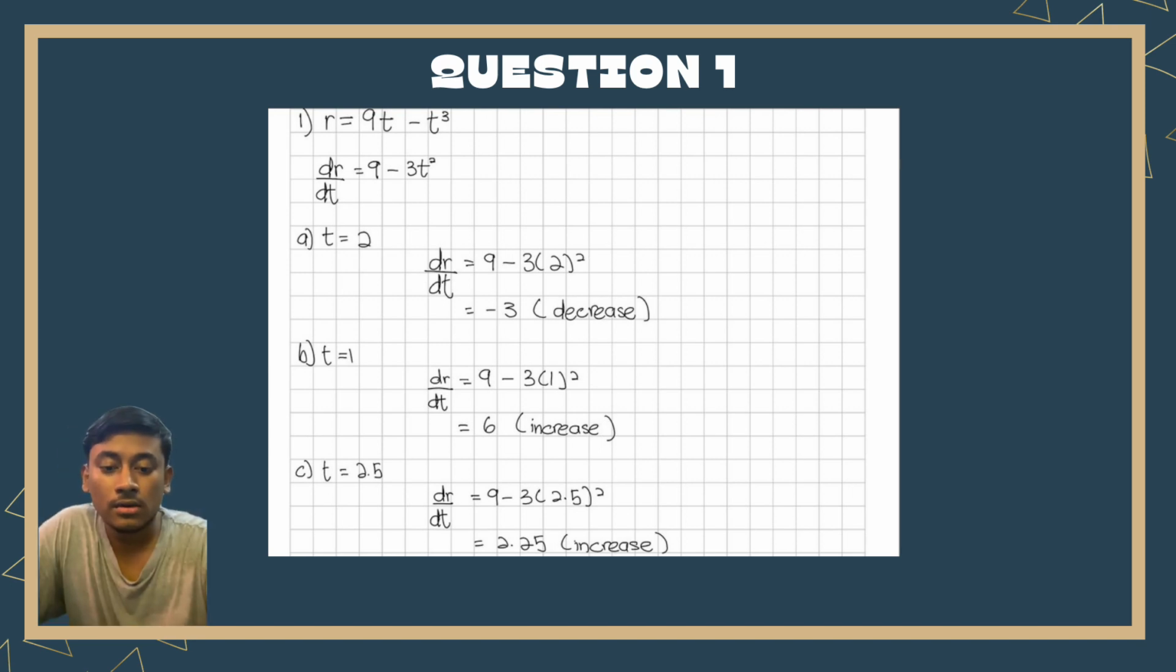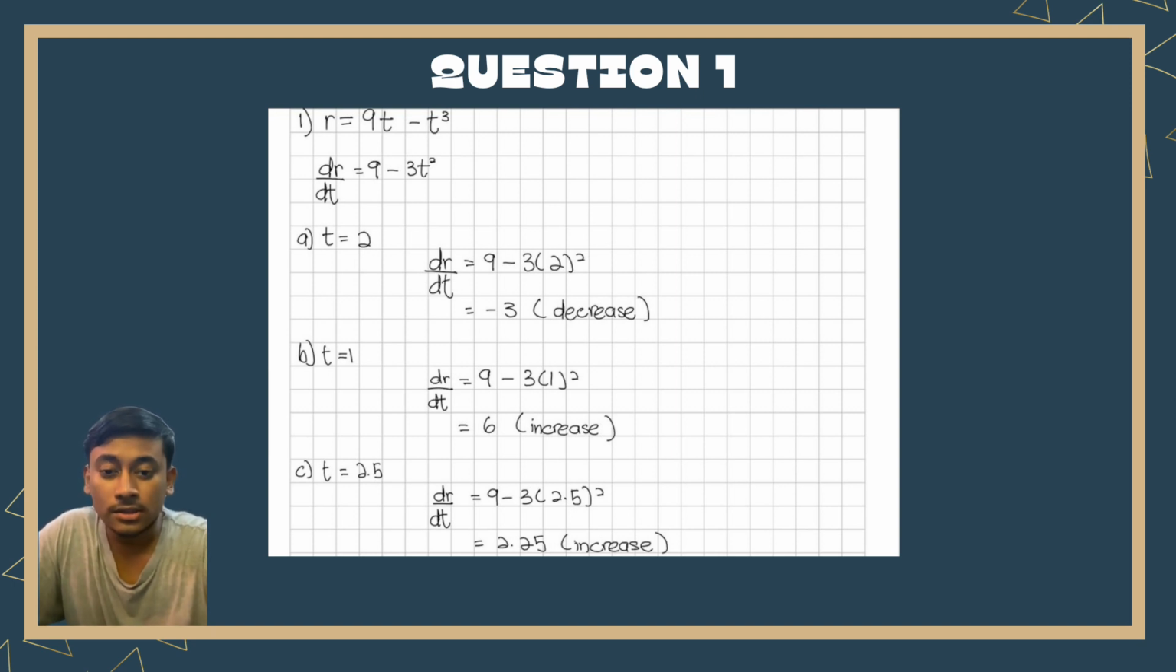We want to present our group project, which is a calculation of differentiation, integration, and vectors. Question 1: given r equals 90 minus t cubed, to find the rate of change in radius, we must differentiate first. For a, t equals 2. So we substitute 2 into the derivative and we got -3, which is an increase.